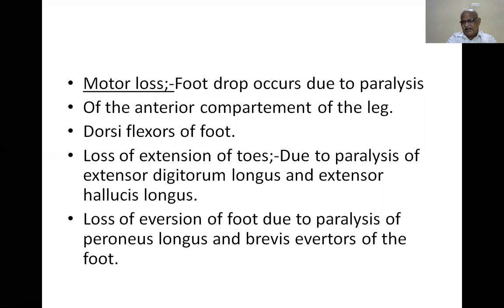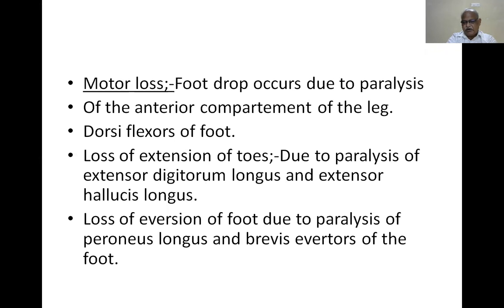So, common peroneal nerve injury occurs at the head or neck of the fibula, because that is the most cutaneously exposed part. So injury is more common there, leading to common peroneal nerve injury and loss of nerve supply to the dorsiflexors of the foot, extensor digitorum longus and extensor hallucis longus, and peroneus longus and peroneus brevis of the peroneal or lateral compartment. So, this is common peroneal nerve injury.